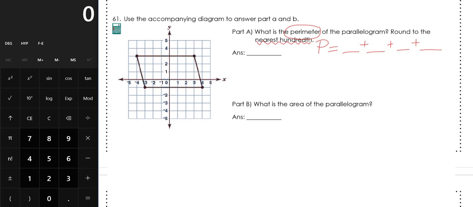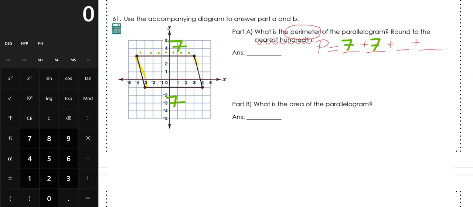Now let's take a look at our side lengths. The top and bottom are congruent because it's a parallelogram. So the top and bottom here are going to be very easy to find since they're horizontal lines. So all you need to do is count the boxes. So we have 1, 2, 3, 4, 5, 6, 7 for the length of the top, which means that the bottom is also going to be 7. So I'm going to go ahead and put in that I have 7 and 7 for 2 out of the 4 sides.